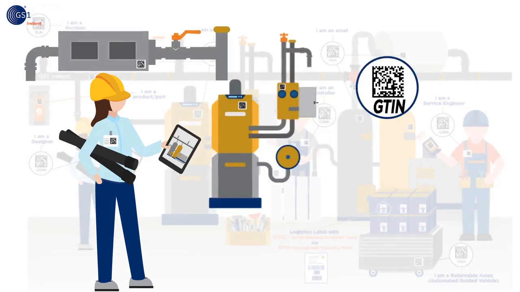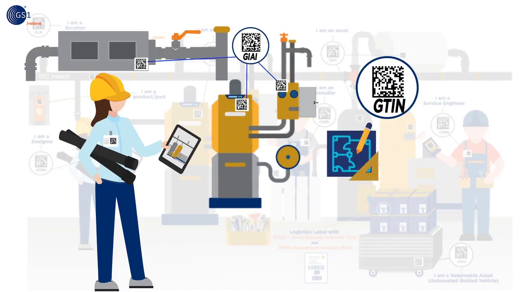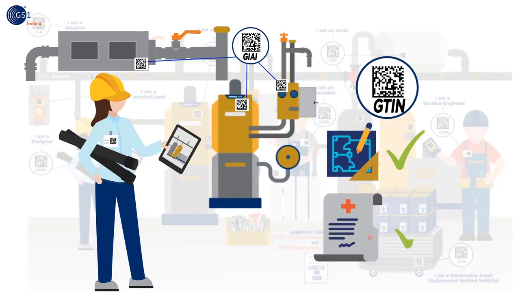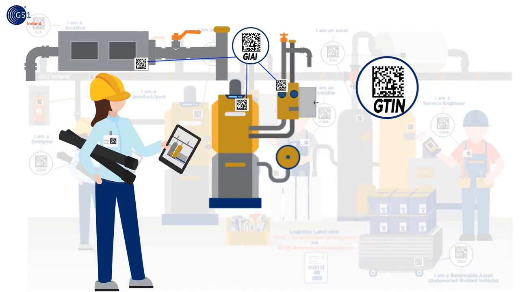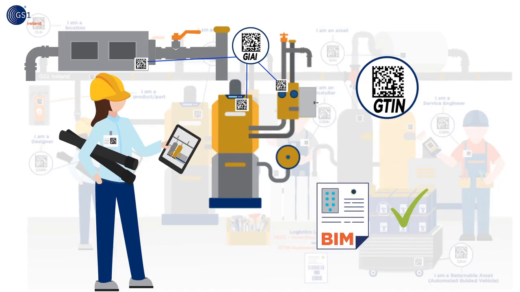When Jane scans a GTIN or GIAI, she gets verification that the actual item's properties and attributes match her design criteria and the health and safety file, for example. She can also open the associated BIM models on her handheld device to confirm the accuracy of the installation.